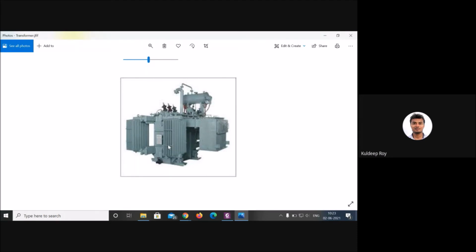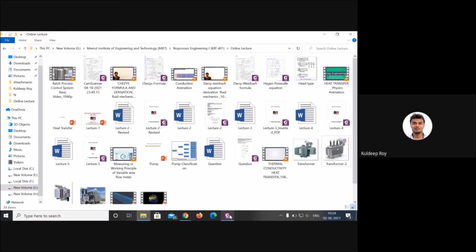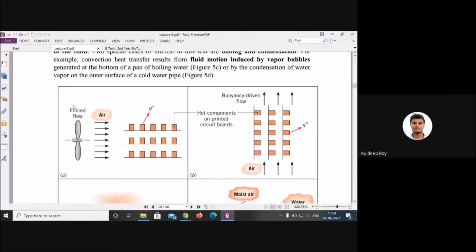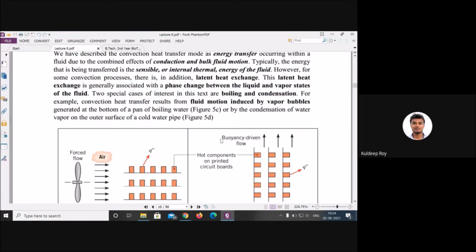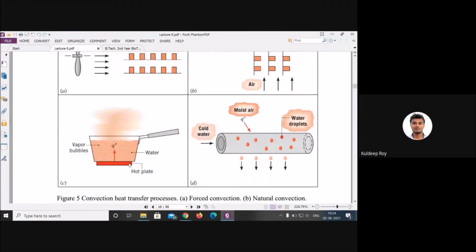Both natural and forced convection occur here in the transformer. That's why in the last class we were discussing that it works on the principle of both natural convection and forced convection. If wind blows, definitely there will be forced convection. If wind is not there around the fin, then natural convection will work in that region.